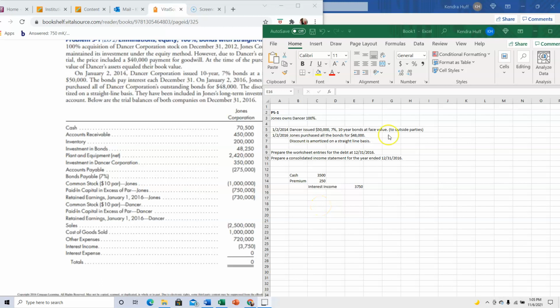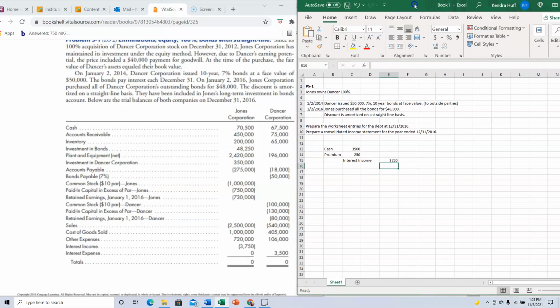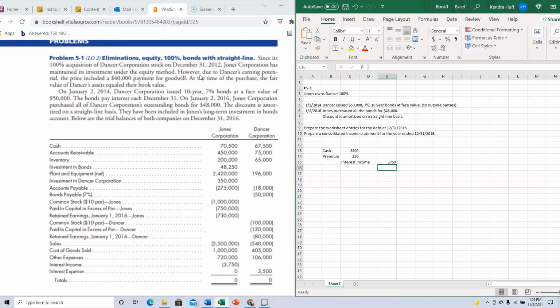Problem 5.1. I copied the information over so I don't have to type it while I'm reading it. Since its 100% acquisition of Dancer Corp stock on December 31st of 2012, Jones Corp has maintained its investment under the equity method. However, due to Dancer's earning potential, the price included a $40,000 payment for goodwill, which we don't really care about right now. They're just giving us some extra information. At the time of the purchase, the fair value of Dancer's assets equaled their book value.